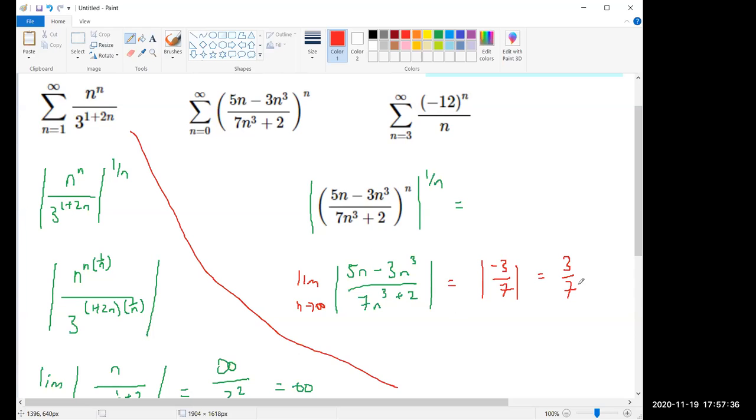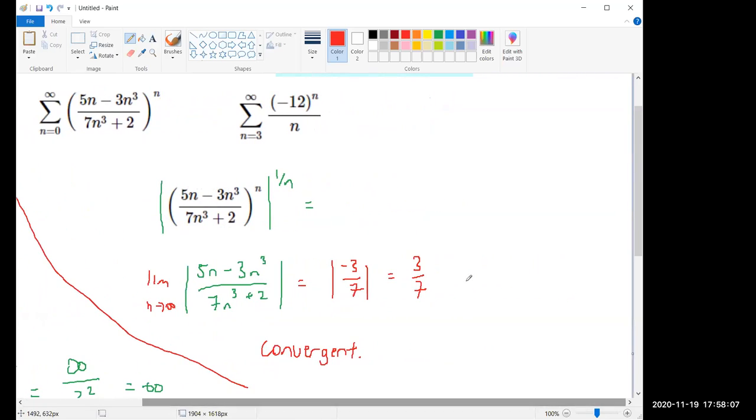So what's our conclusion here? Convergent, yes. Okay. All right, last example.